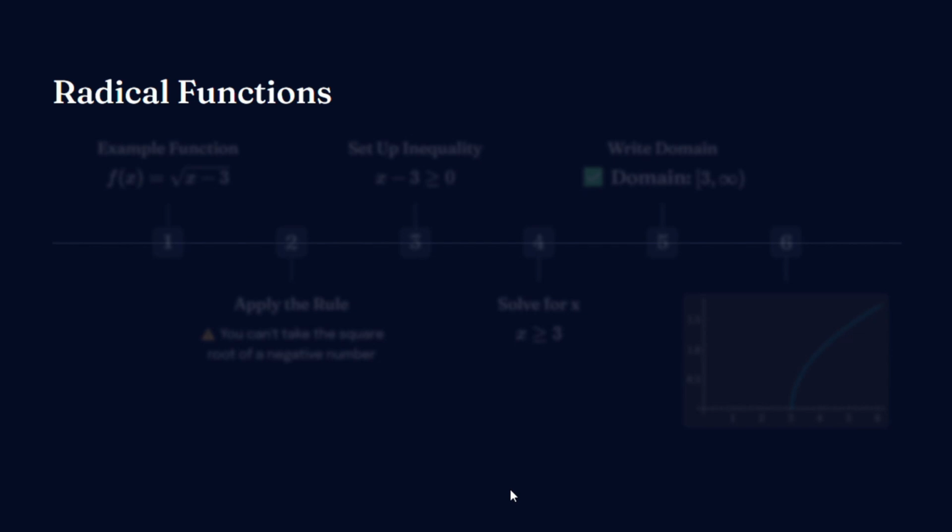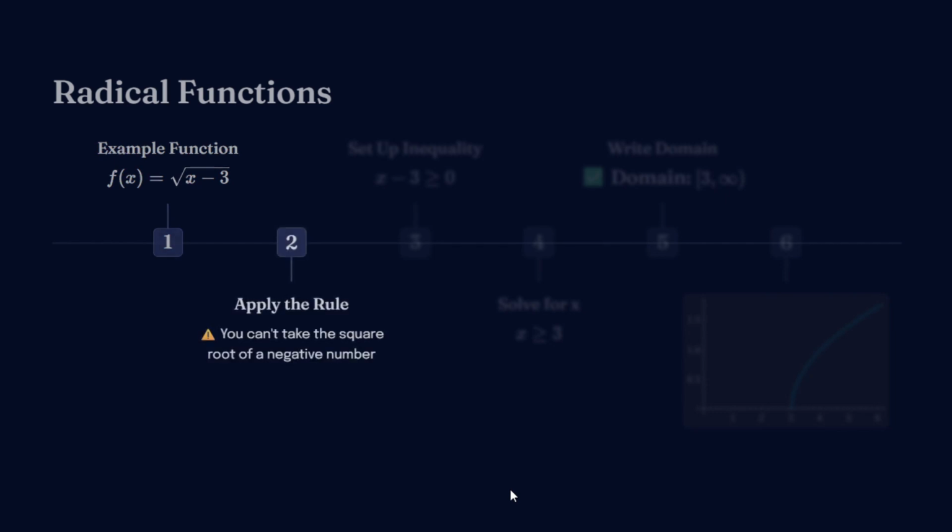Now let's talk about radical functions. So in this example, our radical function is f of x equals square root of x minus 3. The rule here is that you can't take the square root of a negative number. So in this case, we'll have to set what's under the root, that is x minus 3, to be greater than or equal to 0 because that can't be negative.